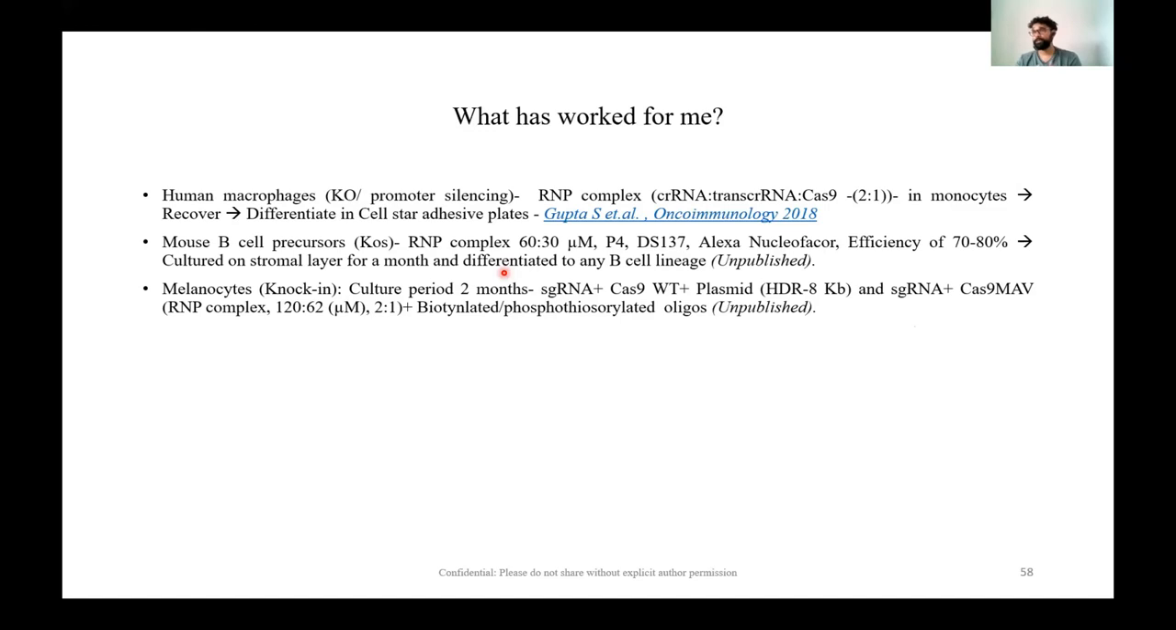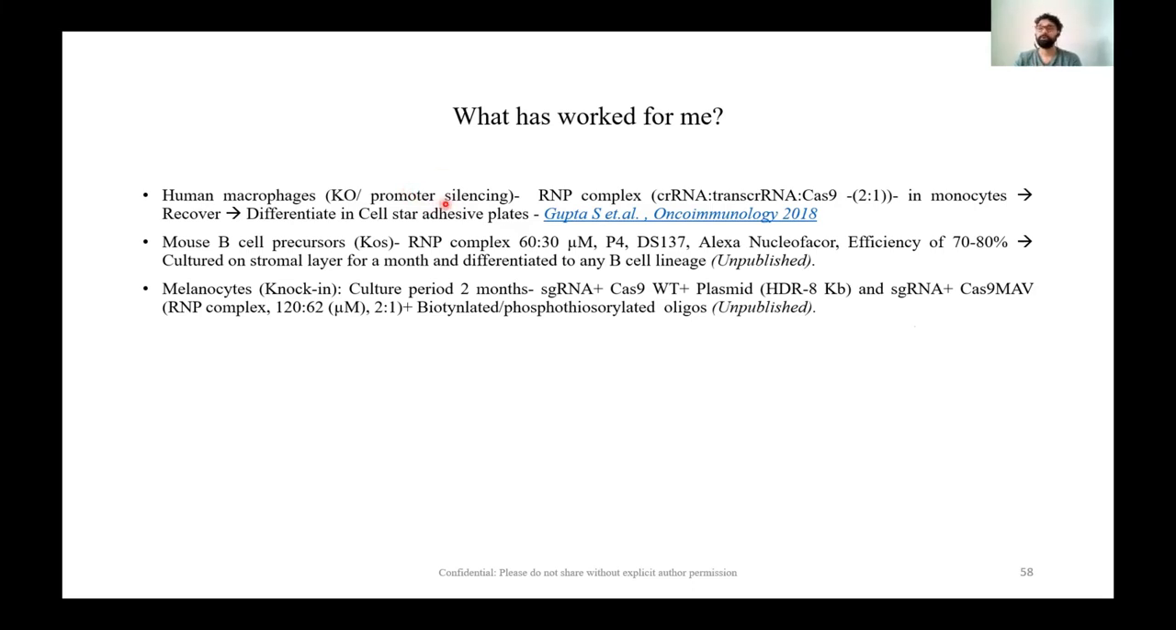So what has worked for me in hand, like I said in the past, are these conditions. For primary human macrophages, I use the RNP complex in a 2:1 ratio in monocytes. I let them recover for 3 days. You differentiate them for a few more days, and the efficiency is quite high. For knockout, at least 60%, and for the epigenetic silencing, I saw a silencing effect of around 30 to 40%, and I think that's with version 1, back in 2015, and now there are better versions.